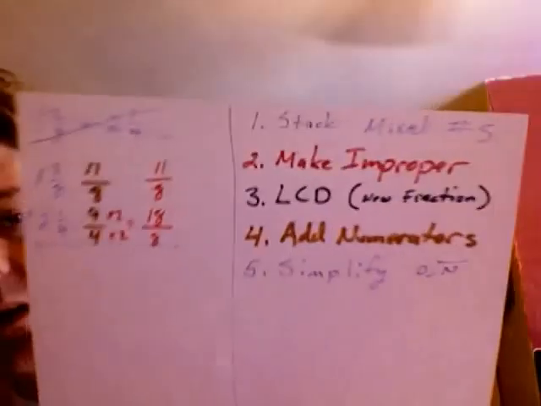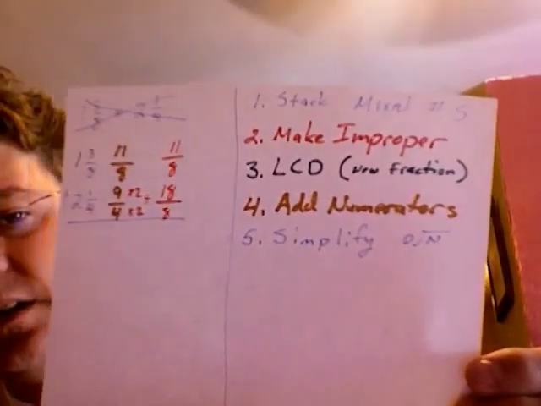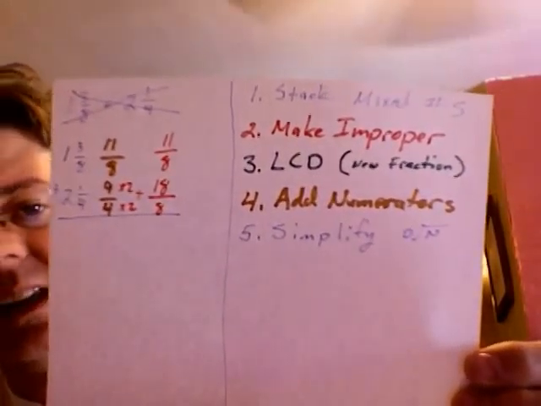Fourth step, you look over at number 4, it says add the numerators. Excuse the fan. So we're going to take the numerators, add them, and we're going to keep the denominator the same. So get the green pen out. Let's add some numerators. 18 plus 11 is 29, over 8. Okay. I used the wrong color pen, but that's okay. So now we've got 29 over 8.